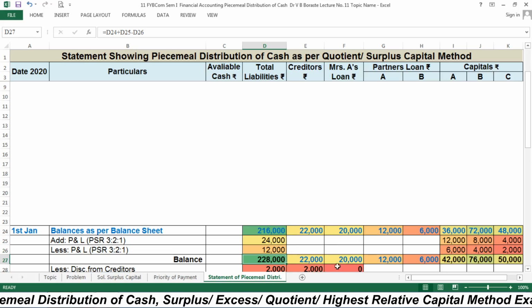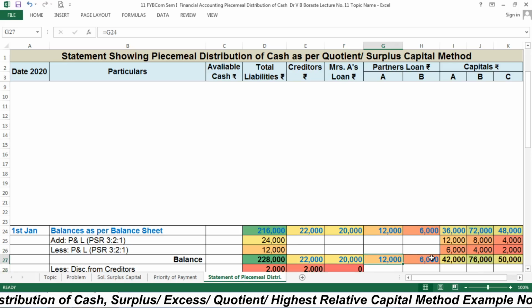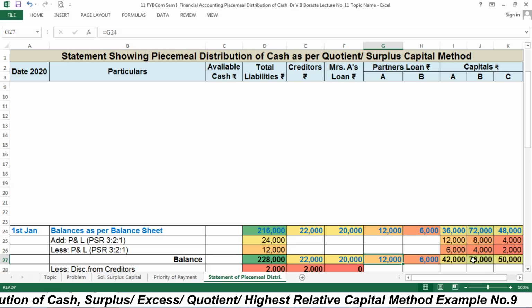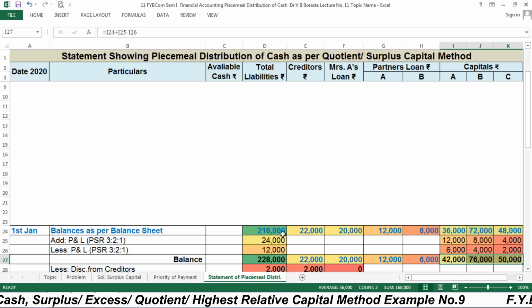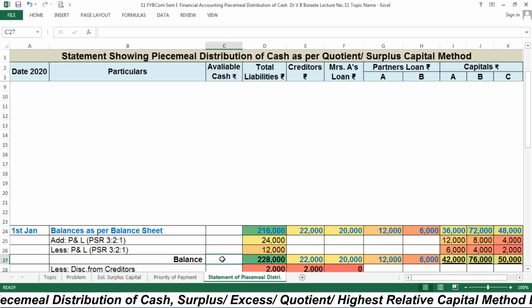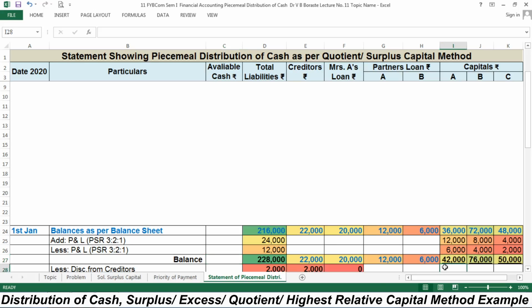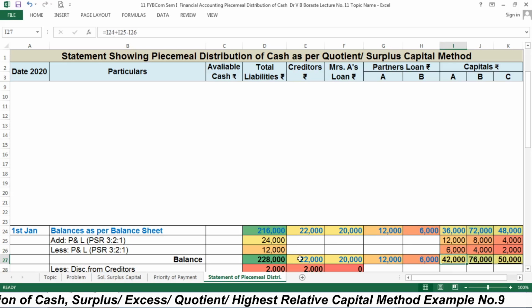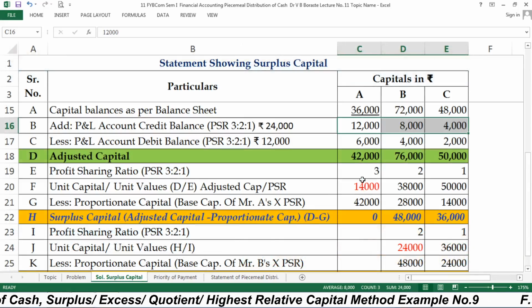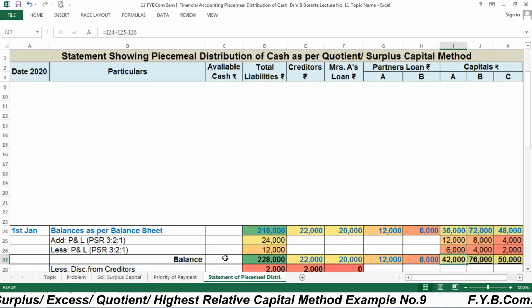Creditors are still the same. Mrs. A's loan is still the same. Partners' loans are the same, but our capital is adjusted, that is 42,000, 76,000 and 50,000. So here are the balances of Mr. A, B and C, that is capital balances 42,000, 76,000 and 50,000. Here you can see 42, 76 and 50,000, which is the adjusted capital.